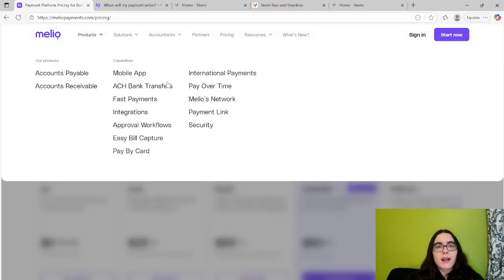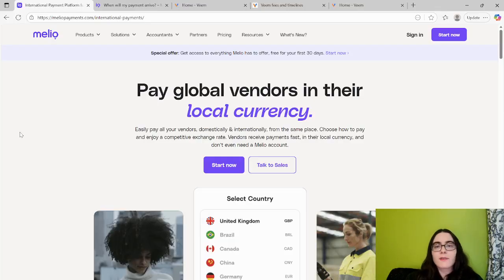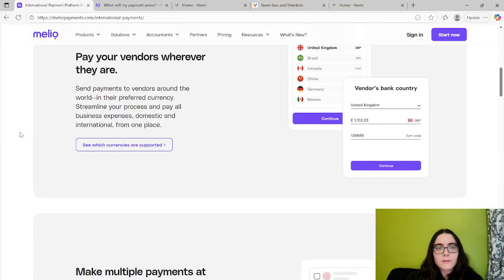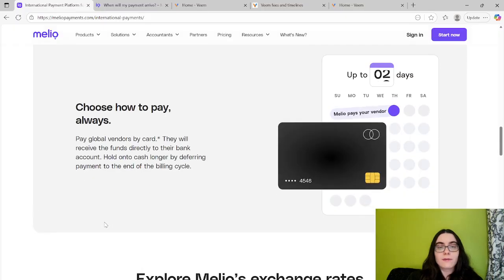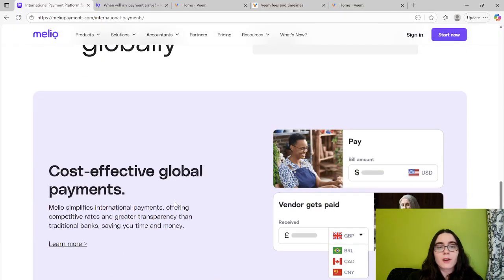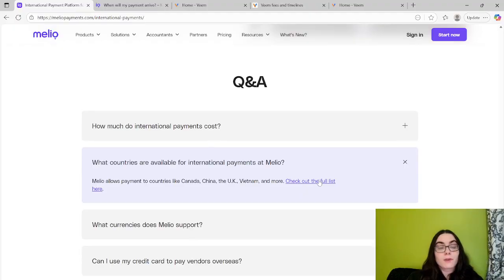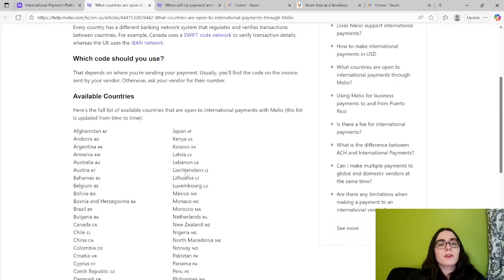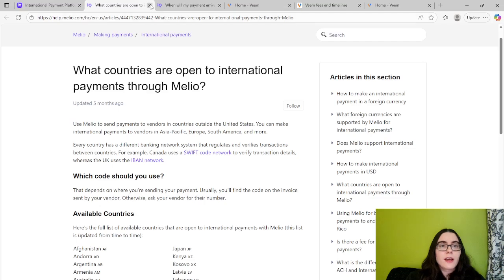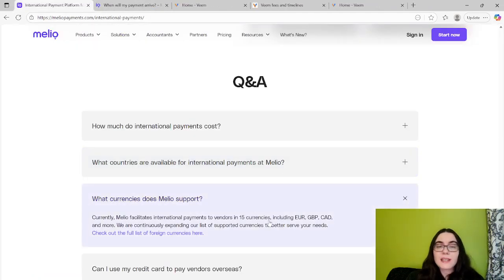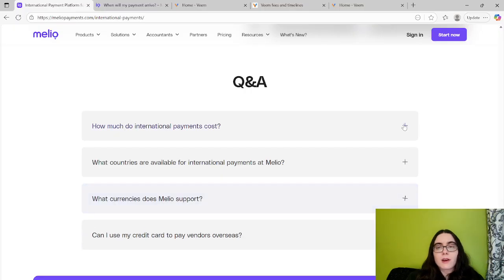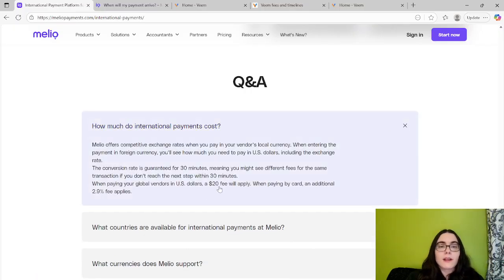So we'll take a look at international payments because sometimes you are going to have to pay vendors in other countries. So they do have those capabilities. There are quite a few countries available for international payments. You can look through this list. There's quite a few different countries. And currently, there's like 15 different currencies available, which is pretty good because it covers a lot of the main currencies. So that's just something to know. And then, as I said, for global vendors, you will be hit with that $20 fee when you're paying in US dollars. So that's just something to know about that.